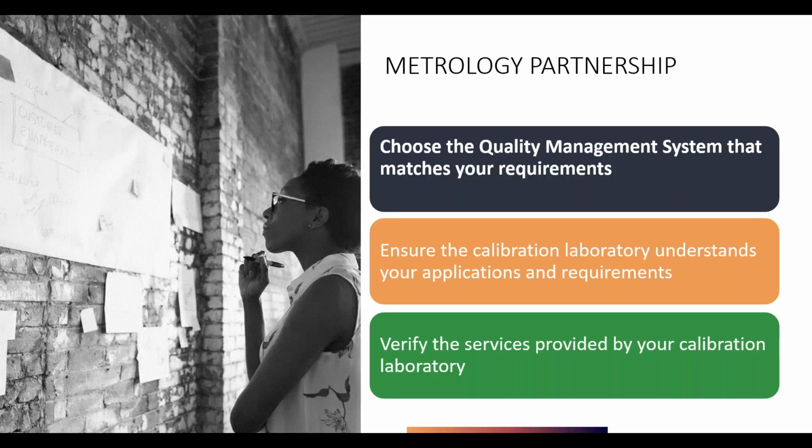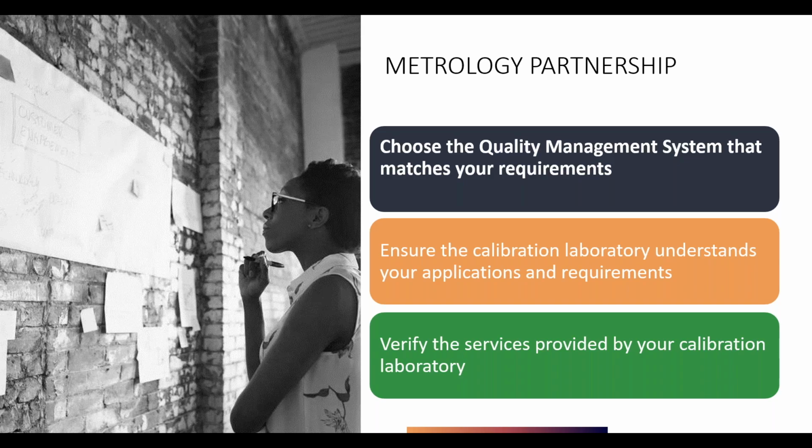So your metrology partnership with your Cal Lab, you should look for one that uses a quality management system that's similar to what you're doing or looking for. Ensure your Cal Lab understands your applications and requirements. If you send your equipment over to a general purpose Cal Lab, they're going to do everything the same way every time. They don't care if you're Lockheed Martin or if you're Jim Bob's automotive shop. They're going to calibrate everything the same way because that's the easiest way for them to do their business.